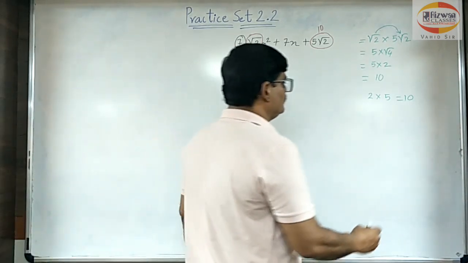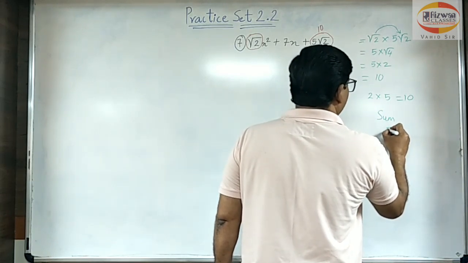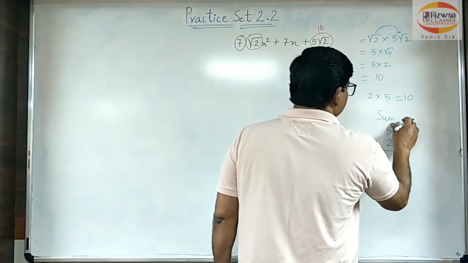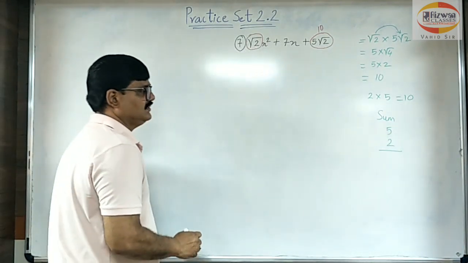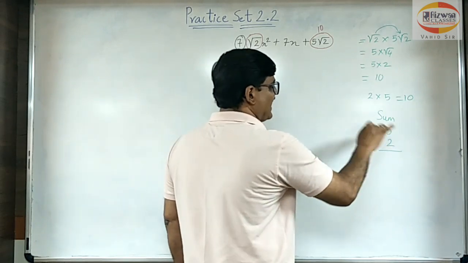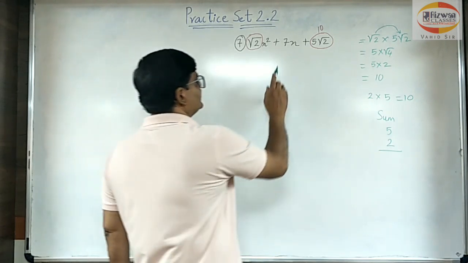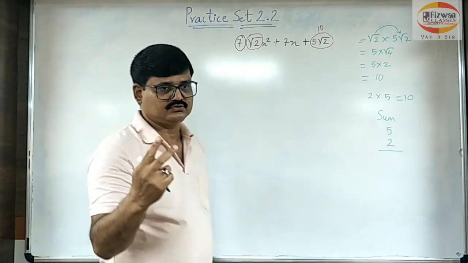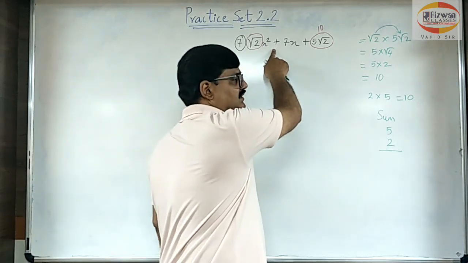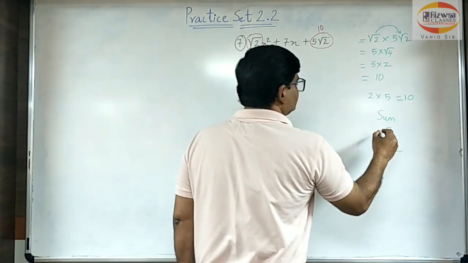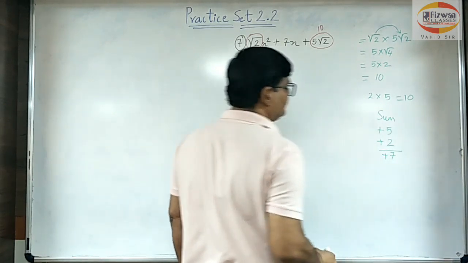So here your numbers are 5 and 2. Should I add them to get the middle term 7, or subtract? Addition is possible, not subtraction. Addition is possible in two ways, either plus plus or minus minus, so you have to check the sign of the middle term. It's a plus sign, so you get plus plus. When both numbers are plus, you add and get a plus sign.